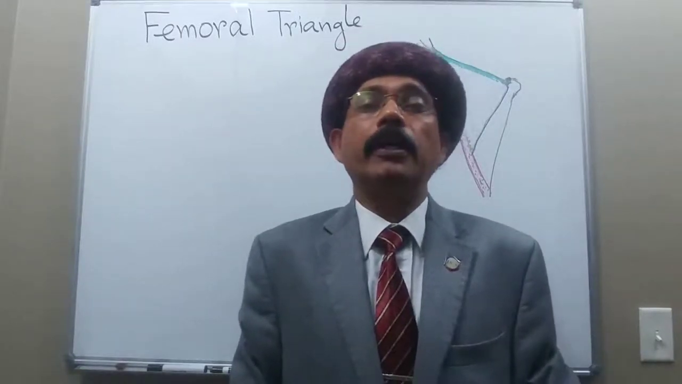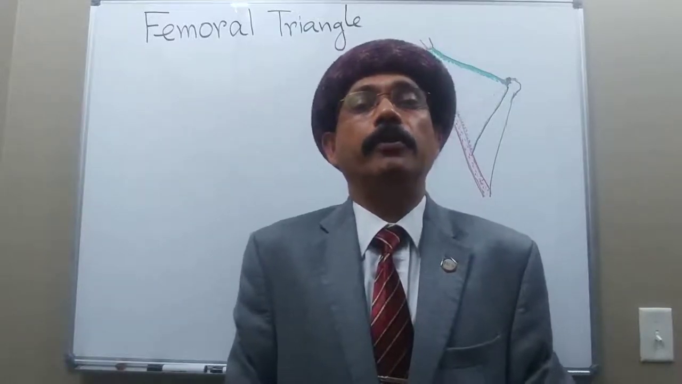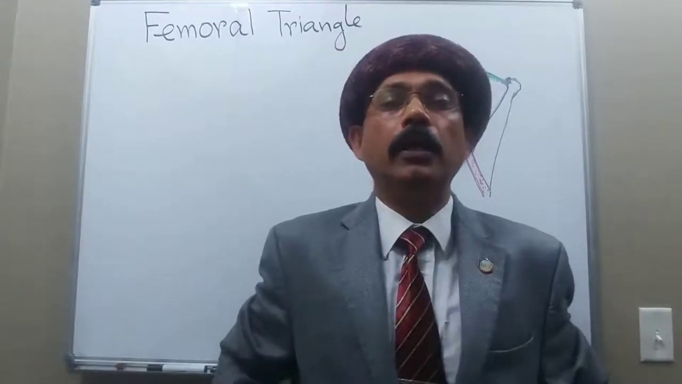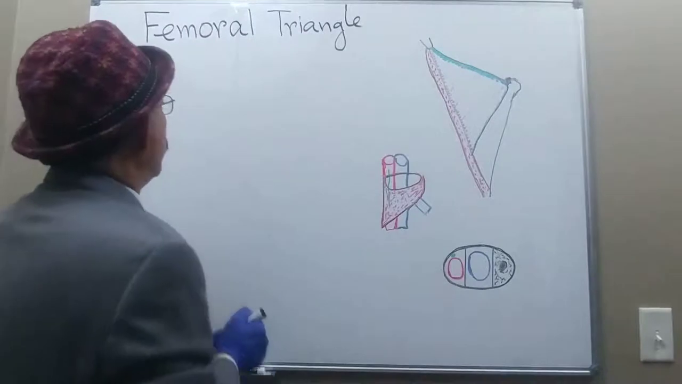Today I will discuss the anatomy of the femoral triangle. The femoral triangle is a depression on the upper part of the anterior aspect of the thigh below the inguinal ligament. So, what is the femoral triangle?